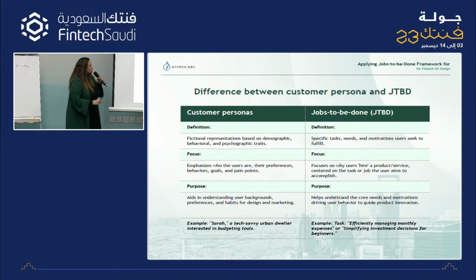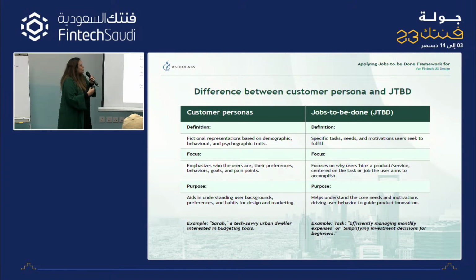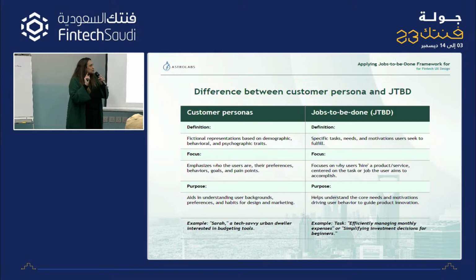So the first thing, customer persona. It's a fictional representation based on demographic, behavior, and psychological traits. Okay, what's the difference between it and jobs to be done? Jobs to be done, notice this. It's a specific task. It's a specific need. It's a motivation that users seek to fulfill. See how specific it goes?